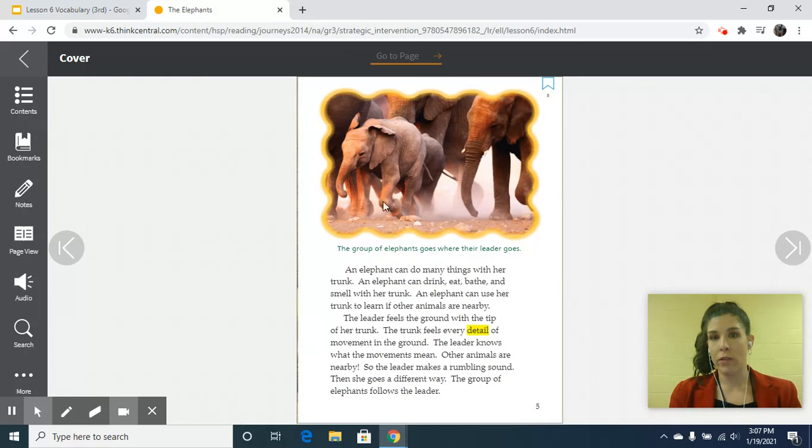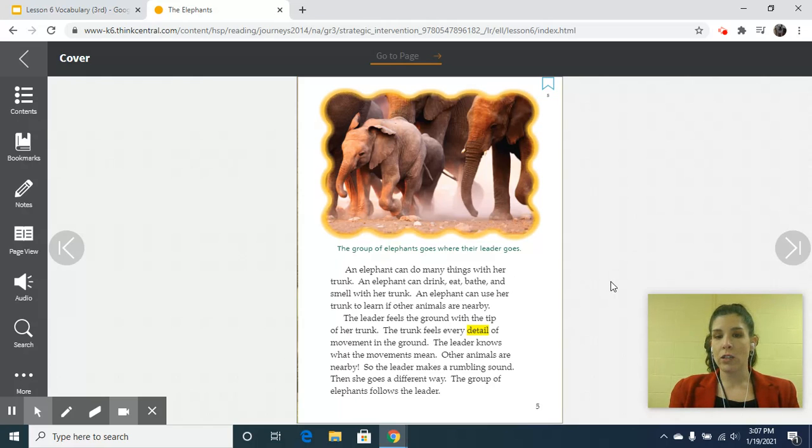Okay, so now we have a picture. It looks like the elephants are running. Now, a group of elephants is also called a herd. Can you say that? Herd. H-E-R-D. Herd. That means they're a group of animals together. So the group of elephants goes where the leader goes. So if the leader goes left, the group goes left. If the leader says it's rest time, the group's going to rest.